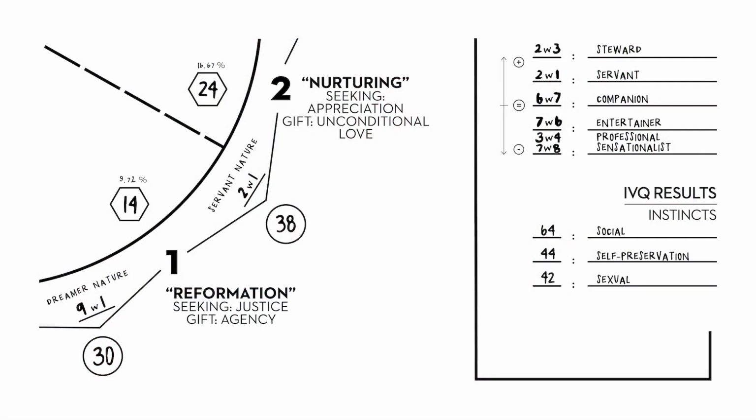The last thing I want you to do is, if you took your IVQ, which is your instinctual variant quotient, I want you to just write down in order directly from what the results are given to you by the Enneagram Institute. Just go ahead and write down your IVQ results as they were provided to you.